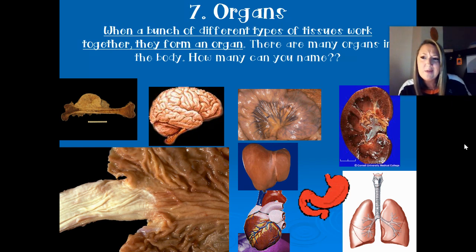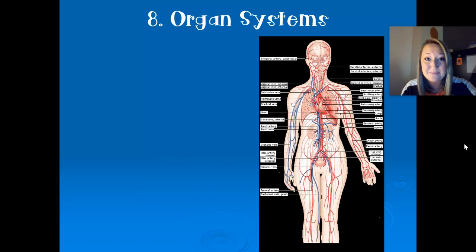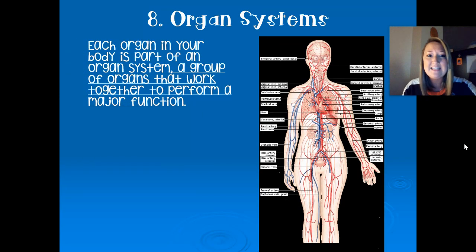And what do we call it when we have a group of organs? A group of organs that works together. Well, we already said this, right? Plants have organs too. So what do we call a group of organs that would work together? An organ system, right? An organ system is like the circulatory system or the respiratory system or your integumentary system. This is a group of organs that work together to perform a particular job, right?